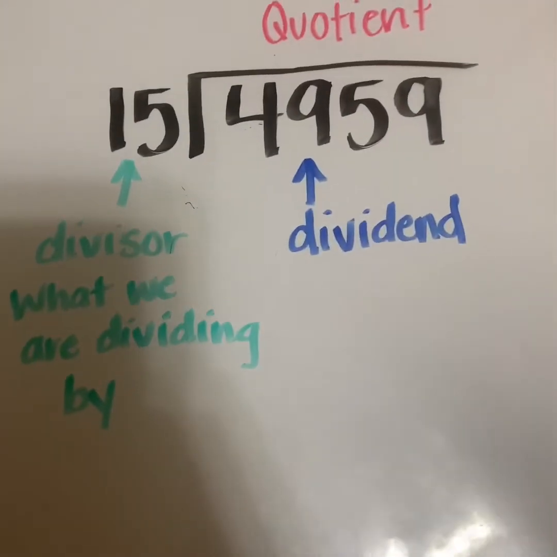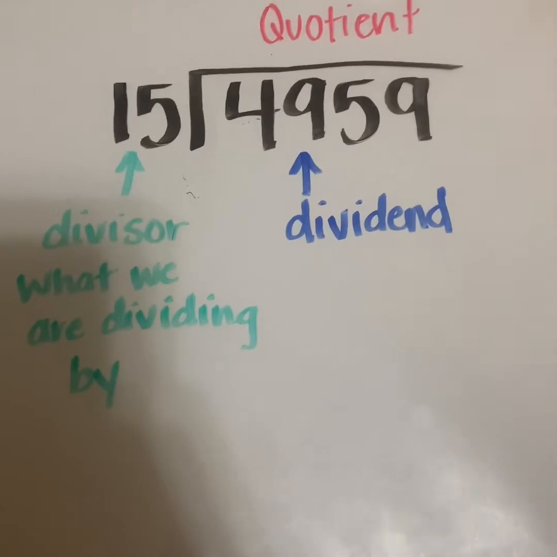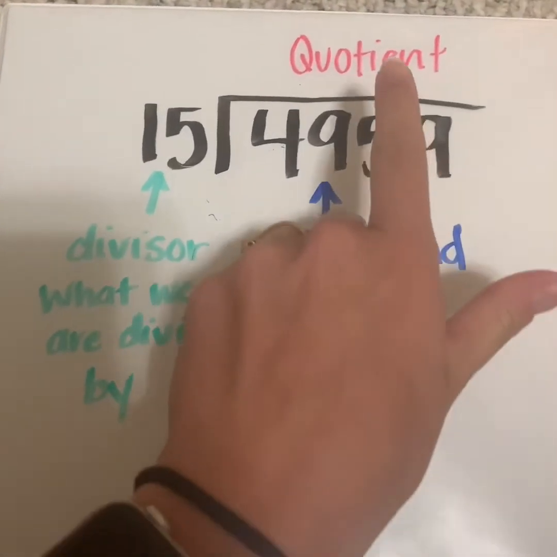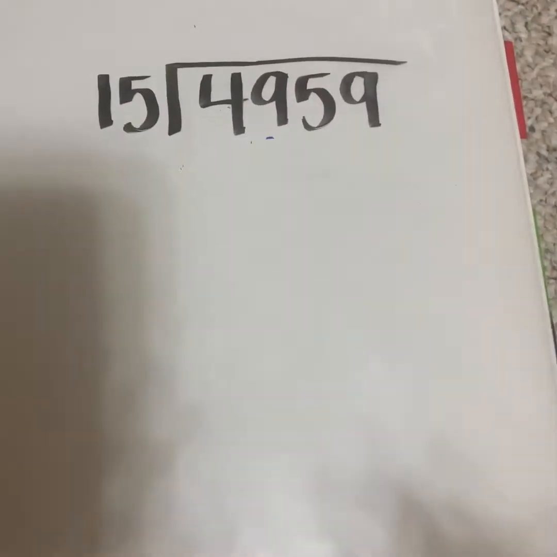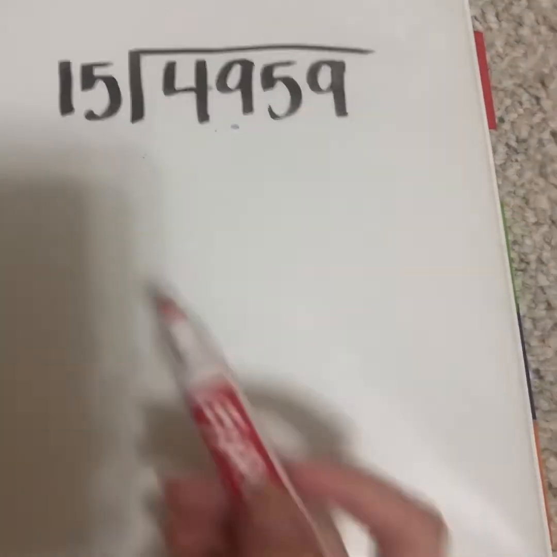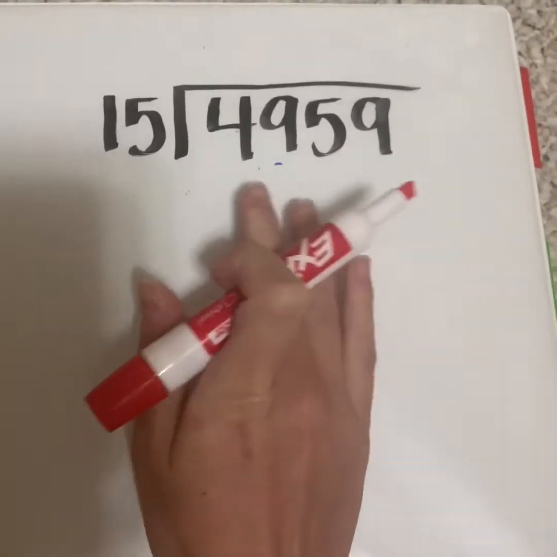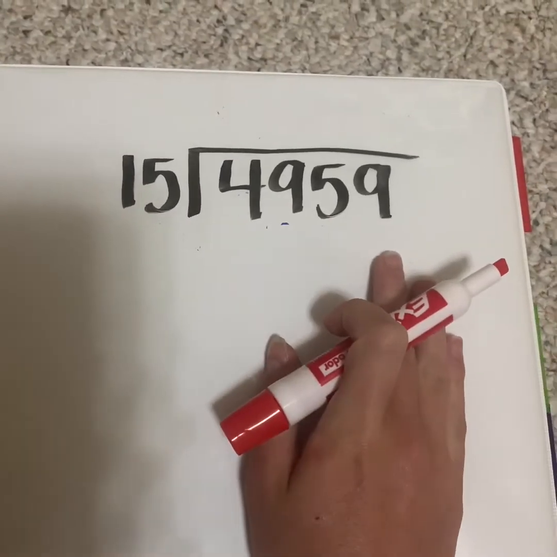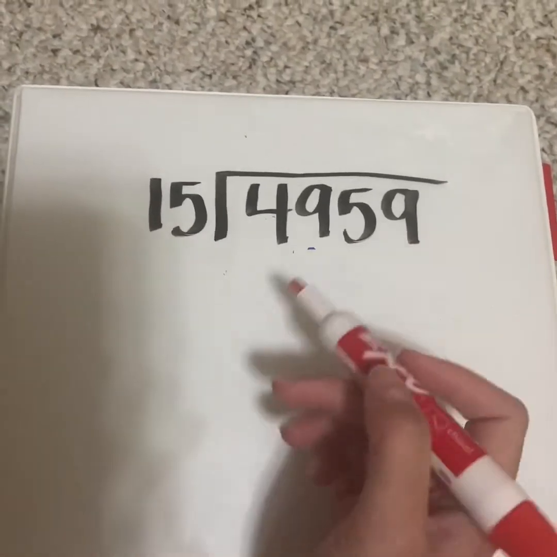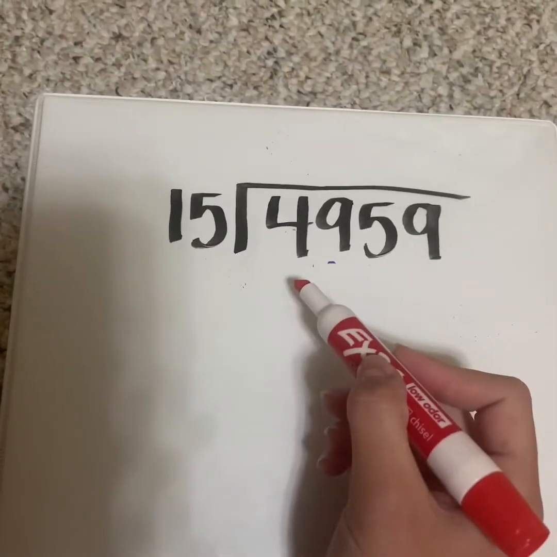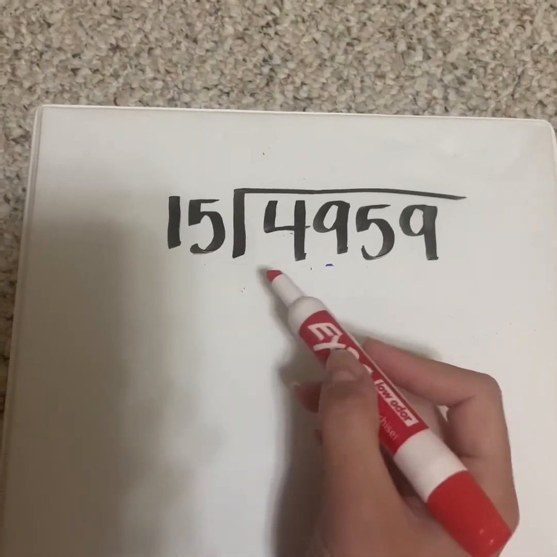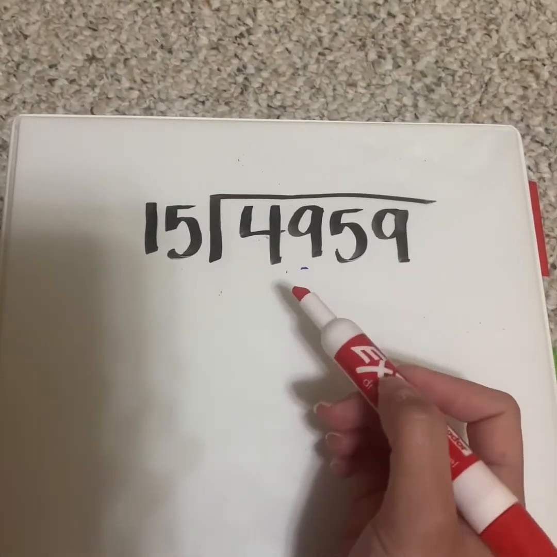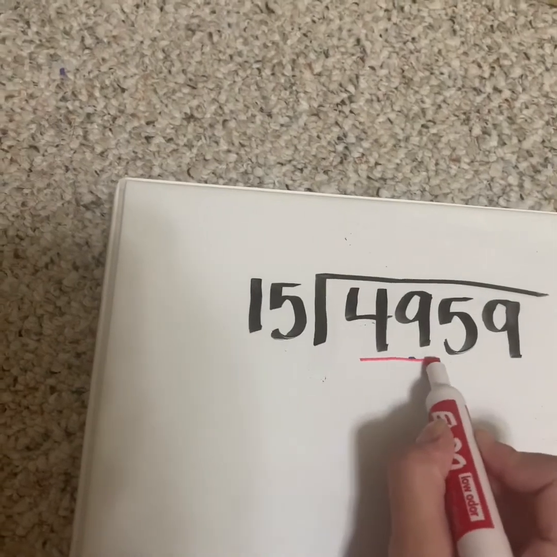So to read this problem, I would say 4,959 divided by 15, and the answer I'm going to get is my quotient. Now we're ready to divide. So I'm going to take my divisor, and I'm going to think about my whole dividend. Well, I'm not ready to use all the numbers in my dividend, so I'm going to look at the first one. And I'm going to ask myself, okay, can 15 go into 4? Is 4 divisible by 15? My answer is going to be no, because 4 is smaller than 15. So I'm going to move on to 49.